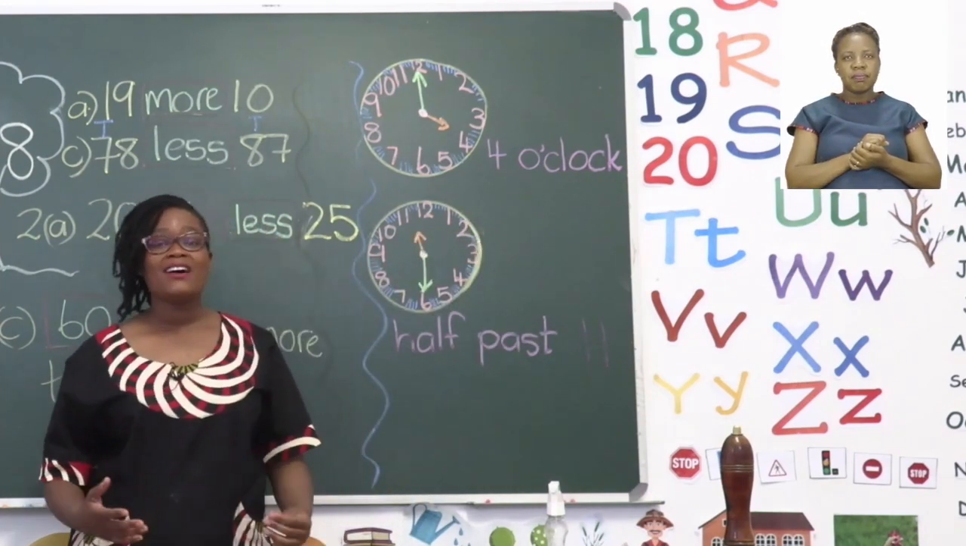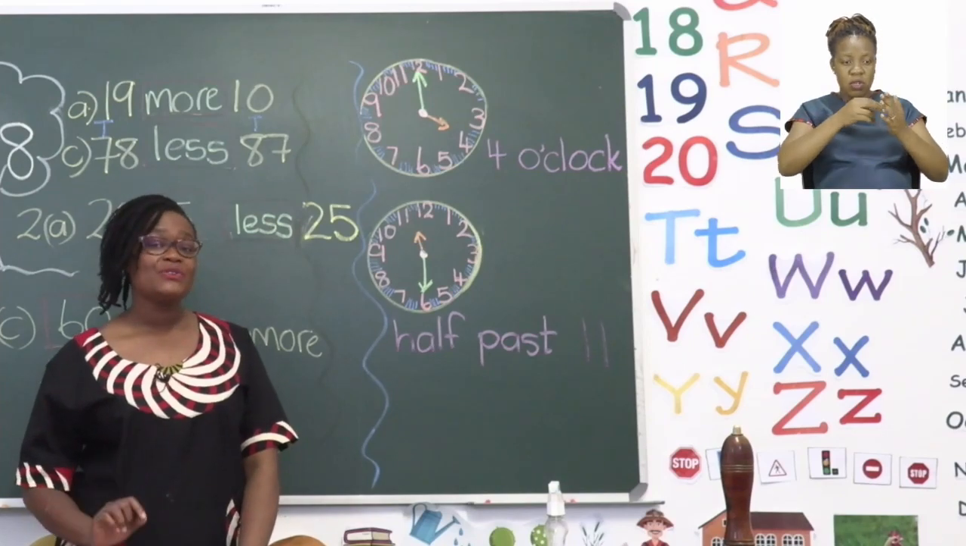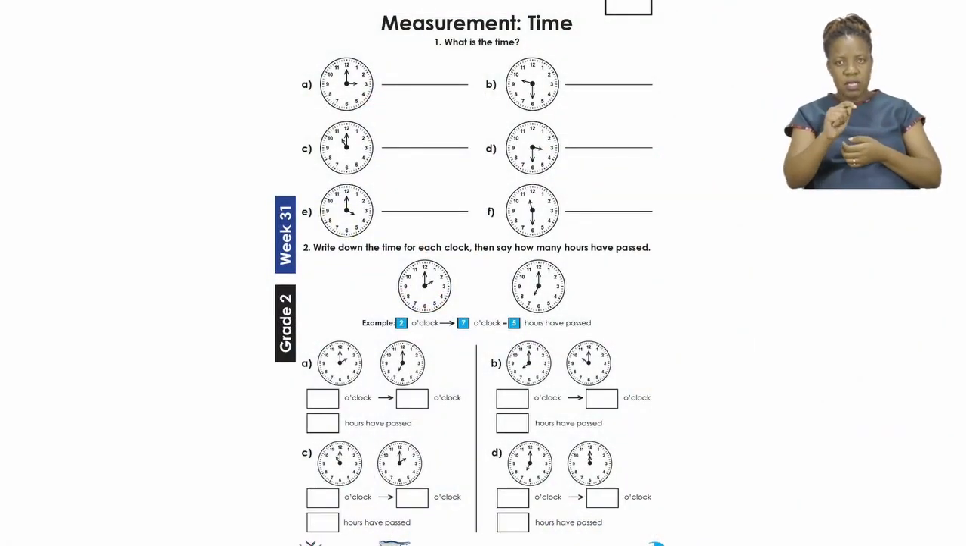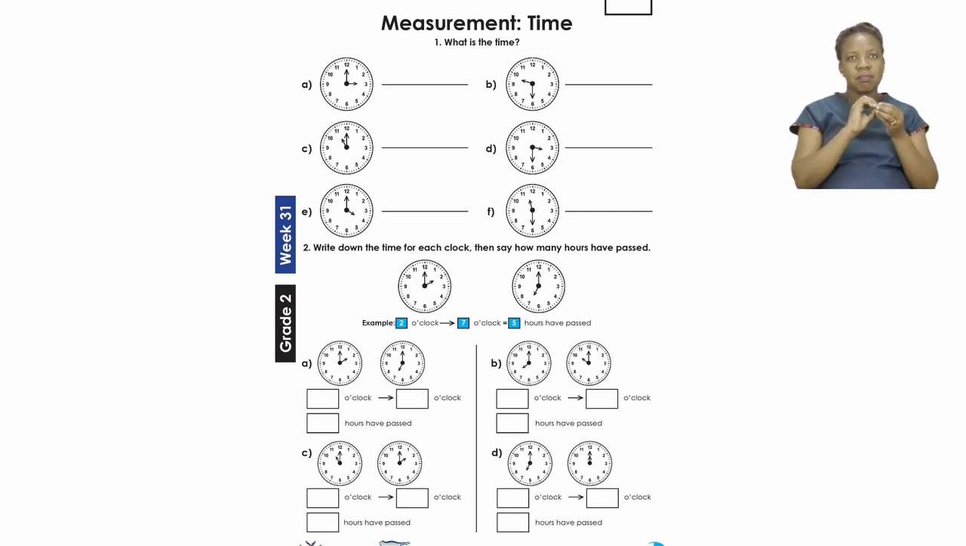Now let's move on to the last part of this exercise so that you know what to do. For the next part of our exercise, they are asking us to write down the time for each clock. Then say how many hours have passed. I'm sure this one is very easy for you. All you have to do is count on from the first hour. They have given you an example with the 2 clocks.